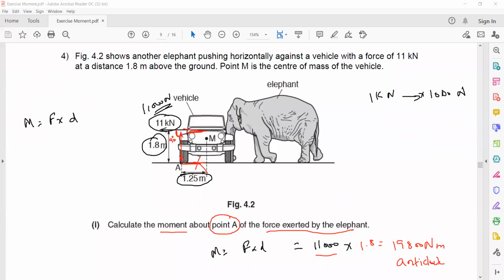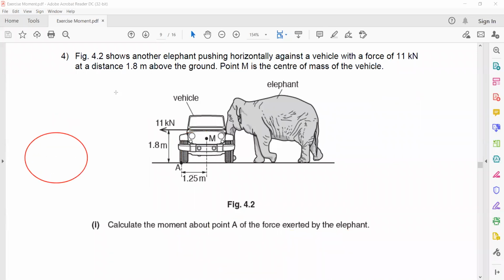How anti-clockwise? Because if you check, if this is a clock and these are the hands of the clock, they rotate in this manner. But when the elephant is applying a force, the elephant is trying to topple the car. He's trying to flip the car. So if the elephant is trying to flip the car, which direction is the car rotating? It will rotate opposite to the direction of the clock hands. That's why we call that anti-clockwise.